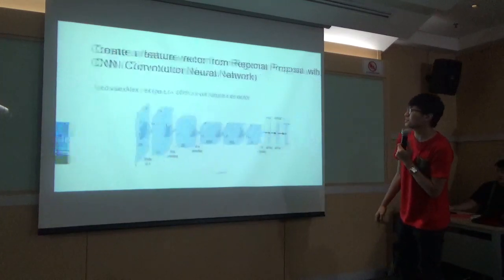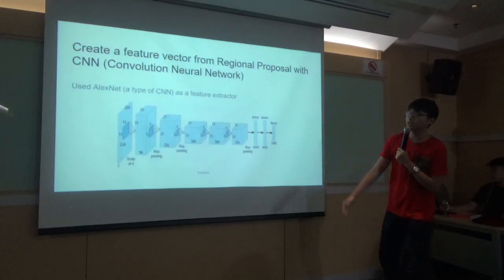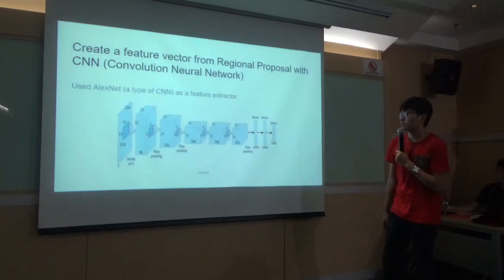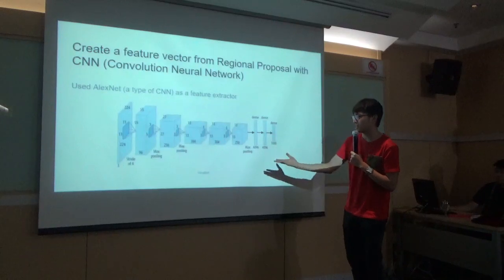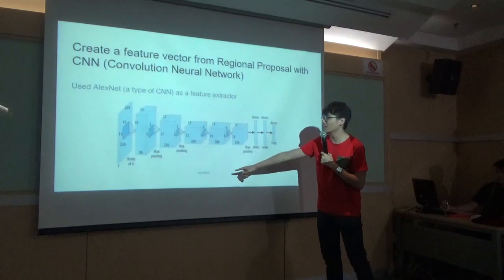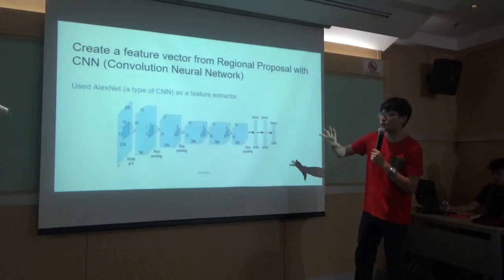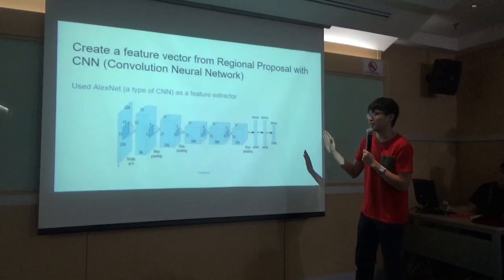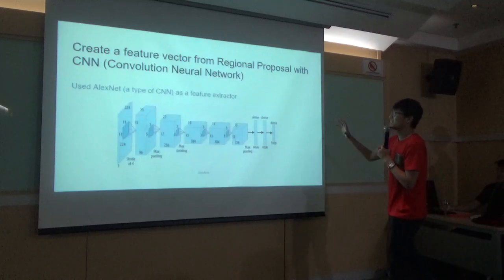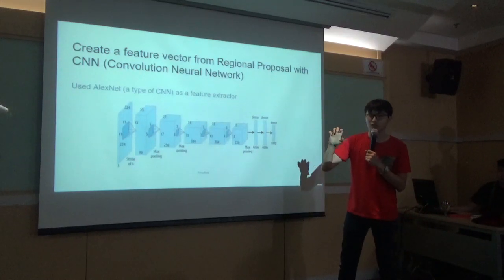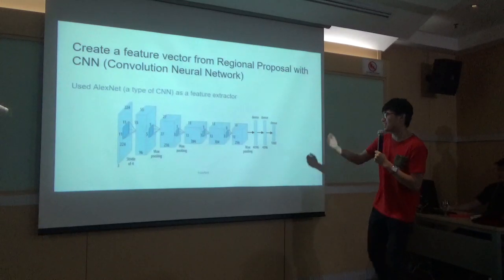Next, we need to create a feature vector from the regional proposals using the CNN convolution. The CNN already has names; one of them is AlexNet. It actually tries to get the features first, so it's extracting all the parts.